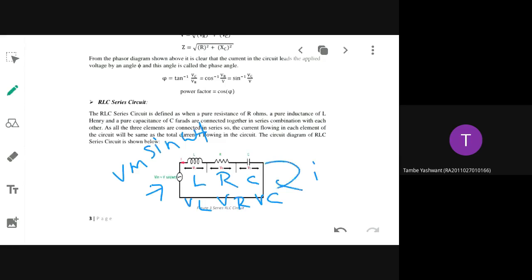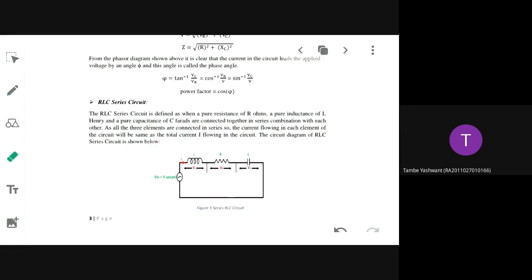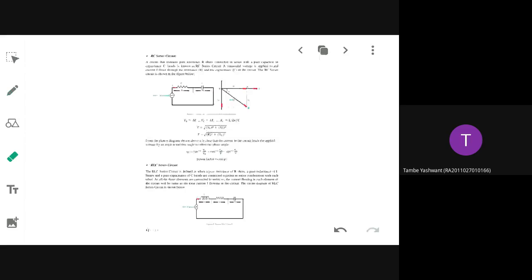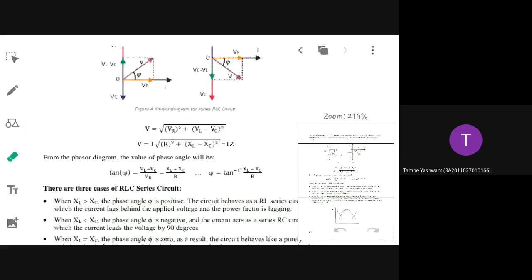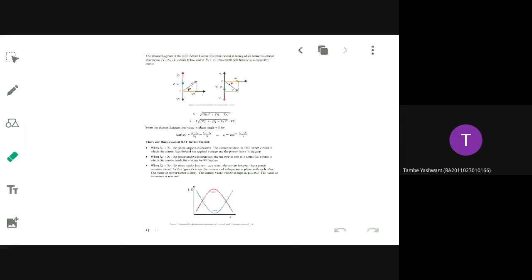So you need to determine what is VL, VR, VC, Z, and what is the total voltage. You have to draw the phasor diagram. All these things you have to do again. So you have to tell me what will be the formula for VR, VC, VL.